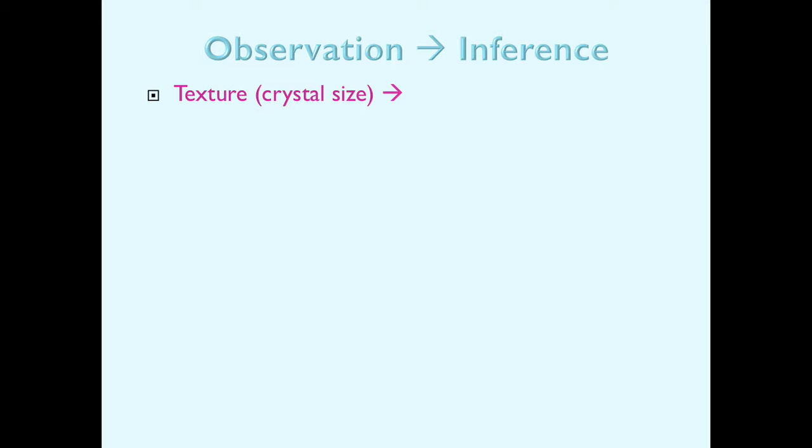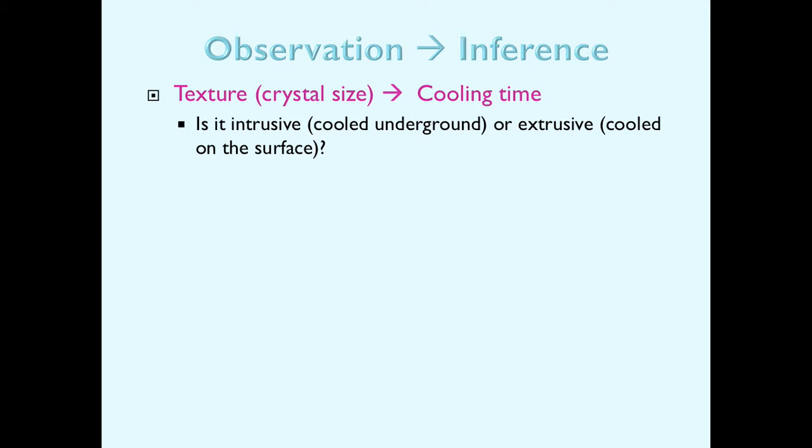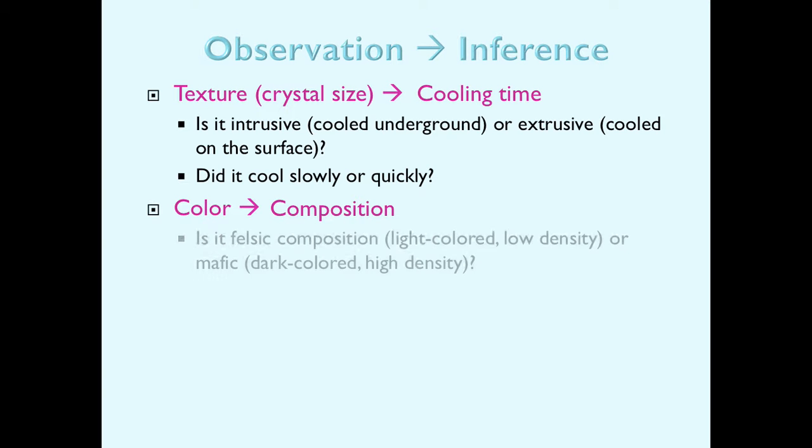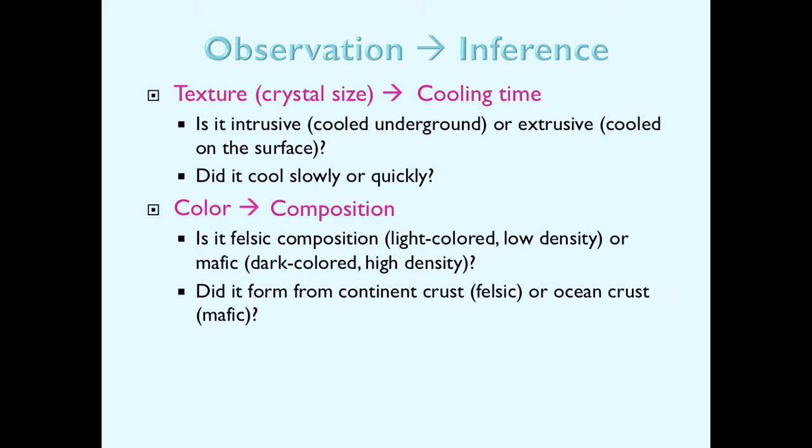So again, to summarize, texture or crystal size tells us the cooling time. Like, is it intrusive, meaning it cooled underground, or is it extrusive, it cooled on the surface? Also, we can infer if it cooled slowly or quickly. So what we see is the texture or the crystal size. What we can infer is the cooling time. What we see is the color, and what we can infer is the composition. So is it felsic composition or mafic, right? Dark colored, light colored. And did it form in the continent or the ocean? So lighter colored minerals formed in continents from continent crust, and the darker colored minerals formed in ocean crust.